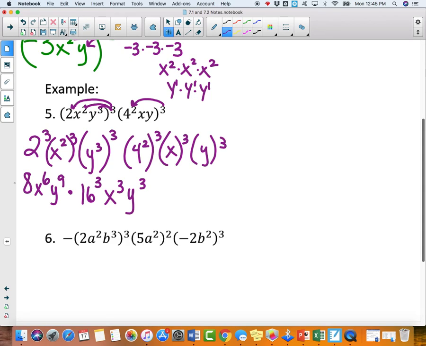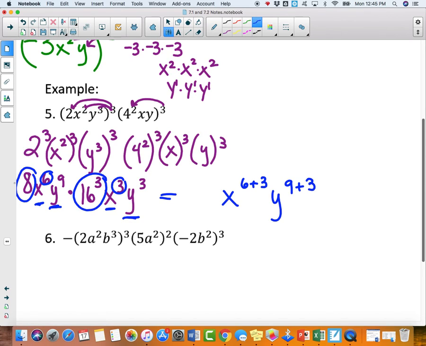All right, so let's look at our x's and our y's first of all. Because the bases are the same and I'm multiplying, I can rewrite this as x to the 6 plus 3. The y's are the same and I'm multiplying, so I can rewrite that as y to the 9 plus 3. I have to figure out what 8 times 16 to the third power is. So the first thing that I'm going to do in my calculator is take 16 to the third power. That's 4,096, and then I'm going to multiply that by 8.